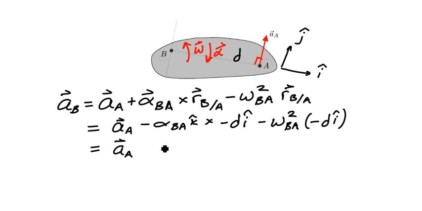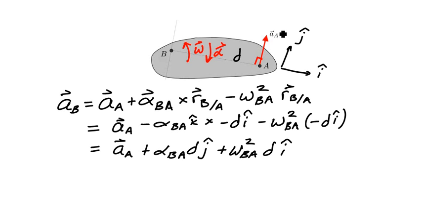K cross I gives me J, so I'm going to have plus alpha BA times D in the J. And I'm going to have plus omega BA quantity squared times D in the I. Now actually this is enough for us to sketch in the acceleration vector at point B.